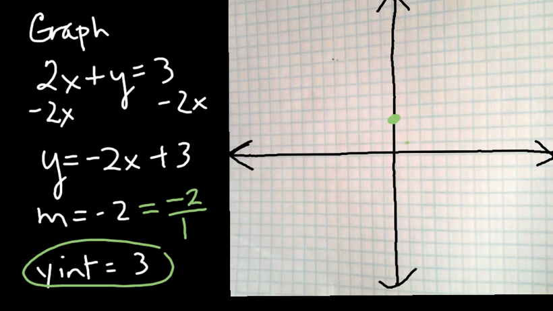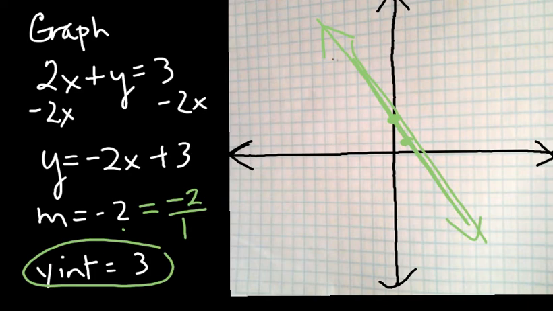Down 2 over 1 will get us to this point right here. And so there's our other point. Now all we have to do is draw our line. Connect the two things. So, ooh, I was a little off. Let me try that one more time. There, that's better. So there's our line.